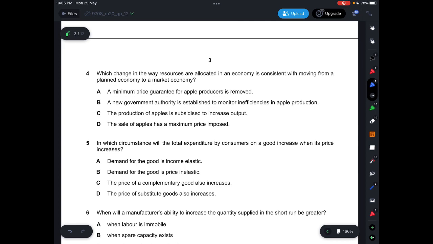Question 4. Which change in the way resources are allocated in the economy is consistent with moving from a planned economy to a market economy?